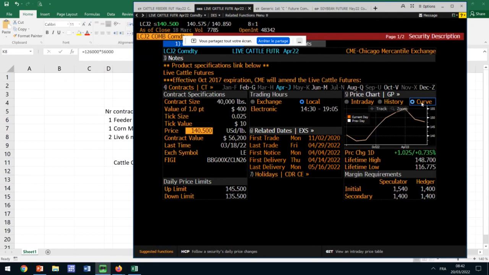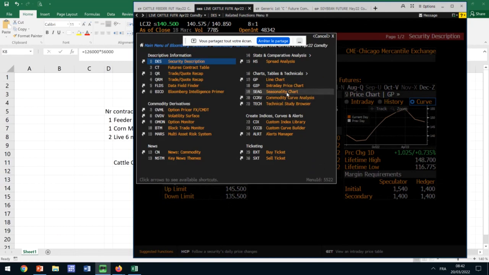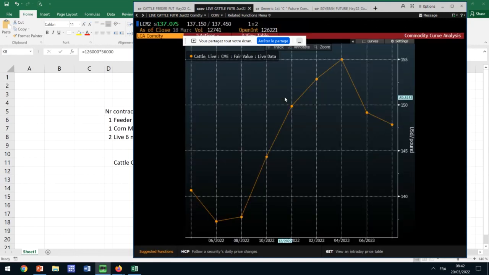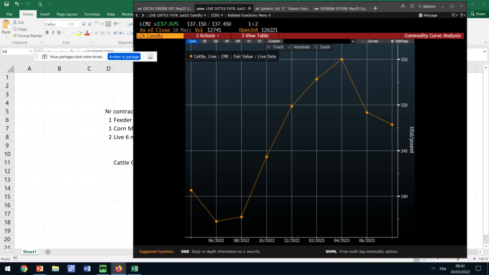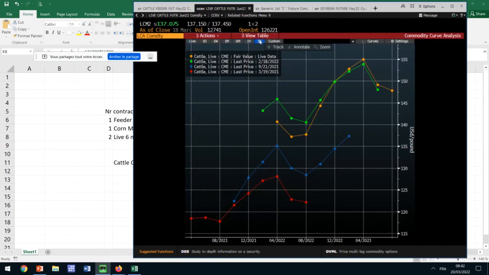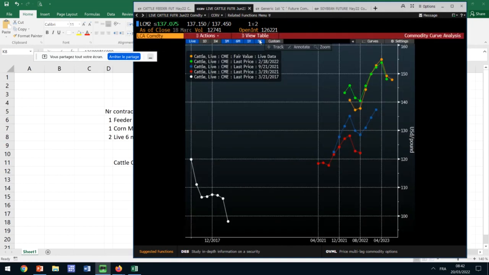The curve here, no, it doesn't come. Oh, that's the curve already. Okay, but that's good. Okay, so this is the curve. So if we look again at the past curves here, we can see that it's actually a pretty cyclical business.